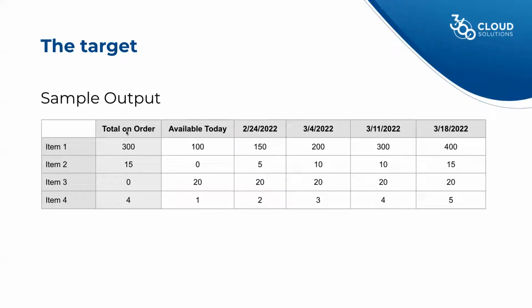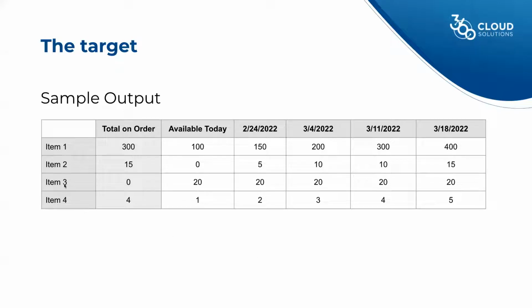We want to see these columns presented to the user: total on order, the total available today, and then one column for every week going into the future. Today is the 20th as I record this, so the next Friday will be the 24th, and the Friday after that will be the 4th, the 11th, and the 18th, and you get the idea. We're going to have more columns than I'm presenting here.